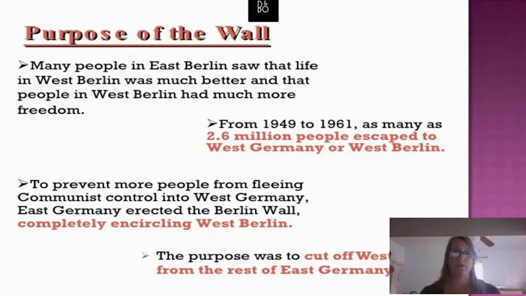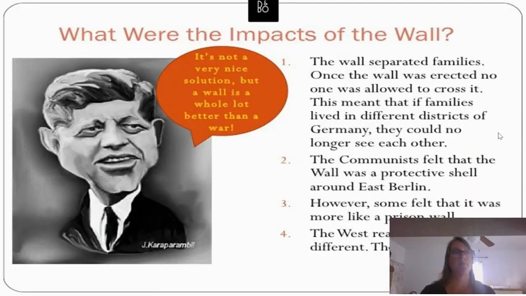I'll show you a map in just a minute. And the purpose was to cut off West Berlin from the rest of East Germany, because remember, Berlin is in the middle of communist Germany. What were some of the impacts of the wall? Well, one, the wall separated families. Once the wall was built, no one was allowed to cross it. This meant their families lived in different districts of Germany. They could no longer see each other.